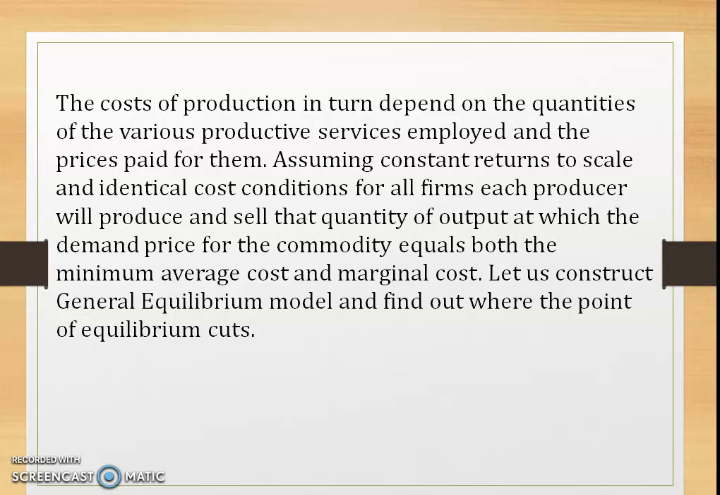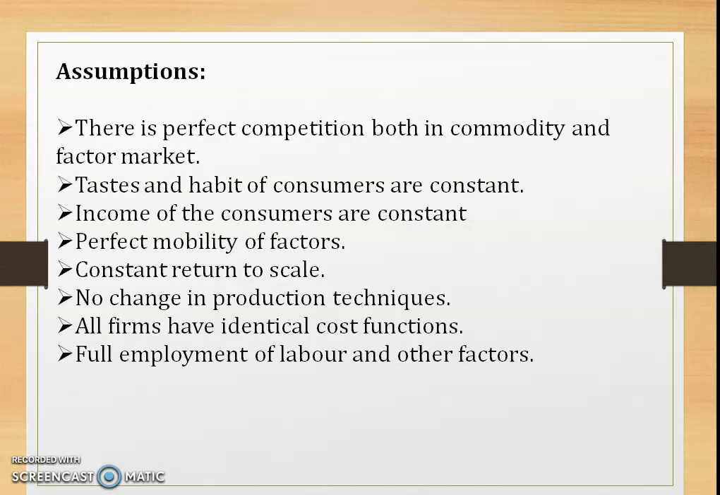The cost of production in turn depends on the quantities of the various productive services employed and the prices paid for them. Assuming constant returns to scale and identical cost conditions for all firms, each producer will produce and sell the quantity of product at which the demand price of the commodity equals both the minimum average cost and marginal cost. Let us construct the general equilibrium model and find out where the point of equilibrium is. So before that, let's see the assumptions of the general equilibrium.